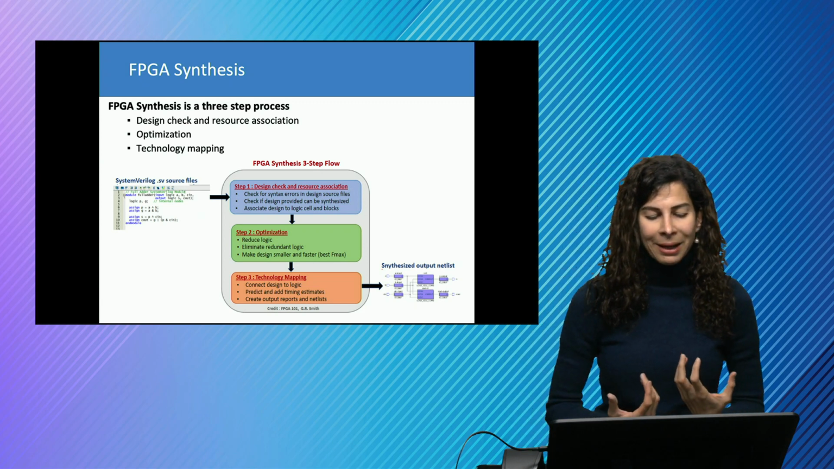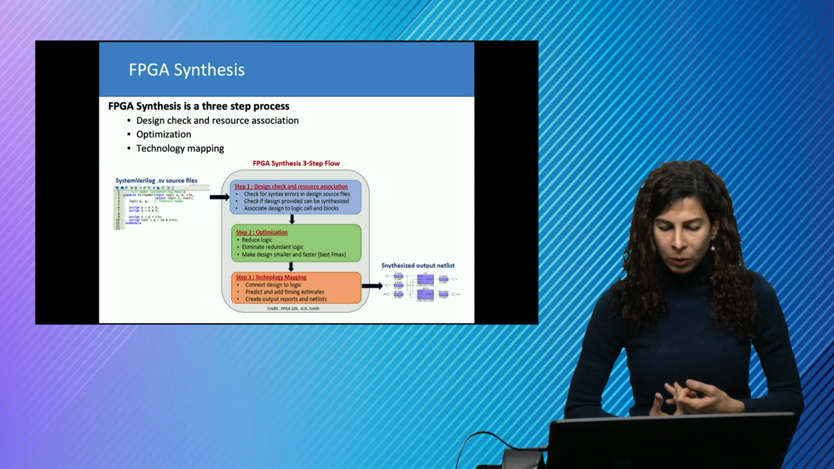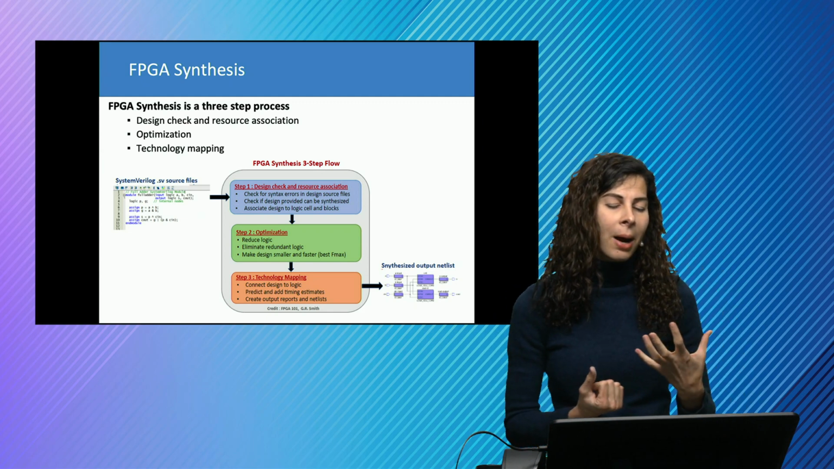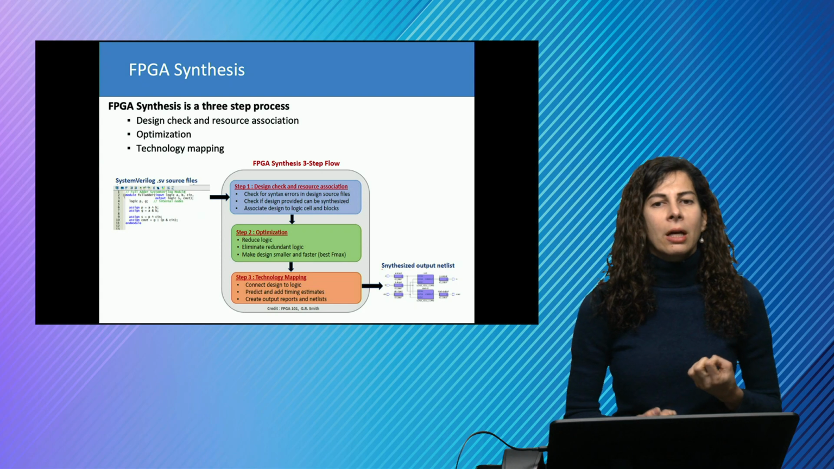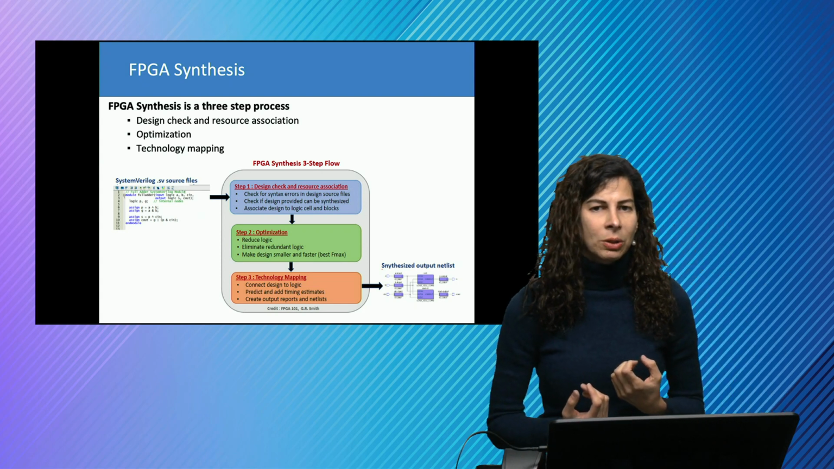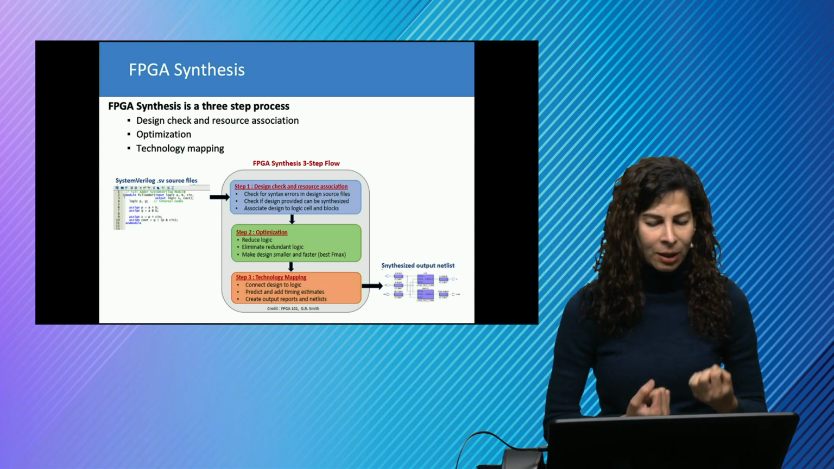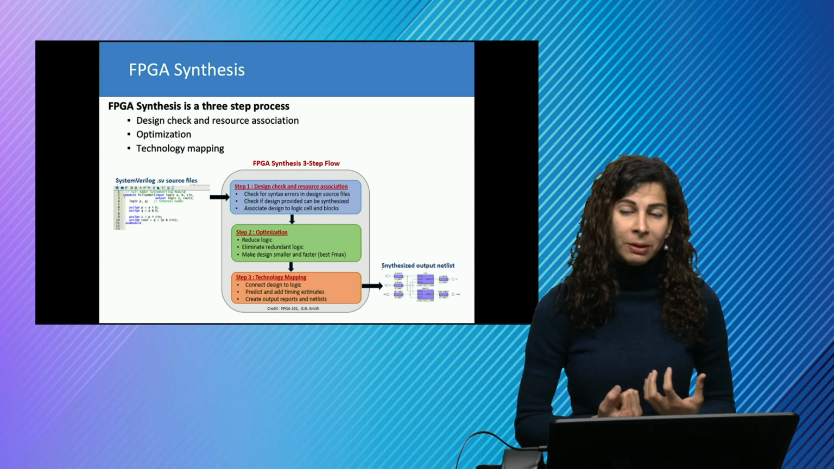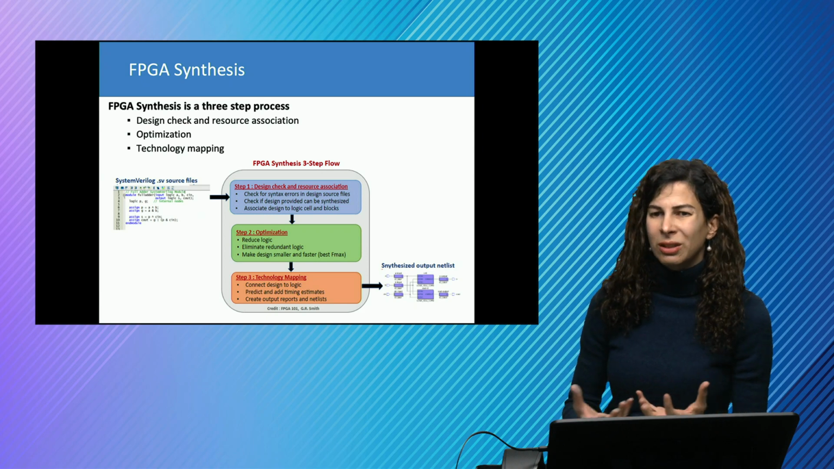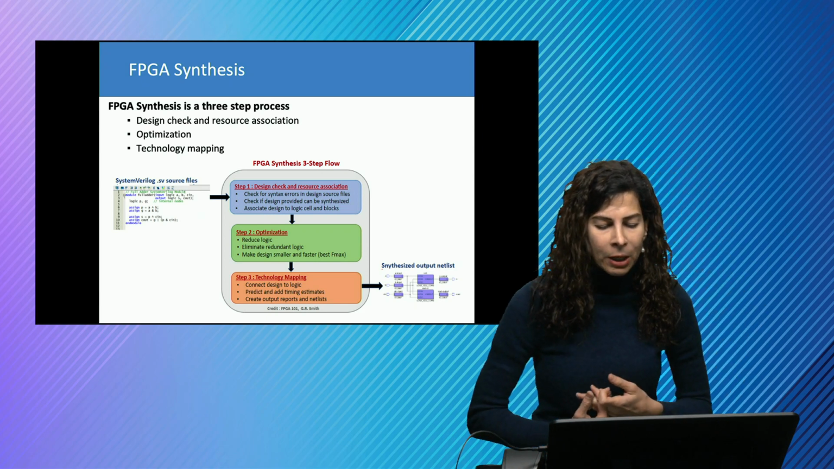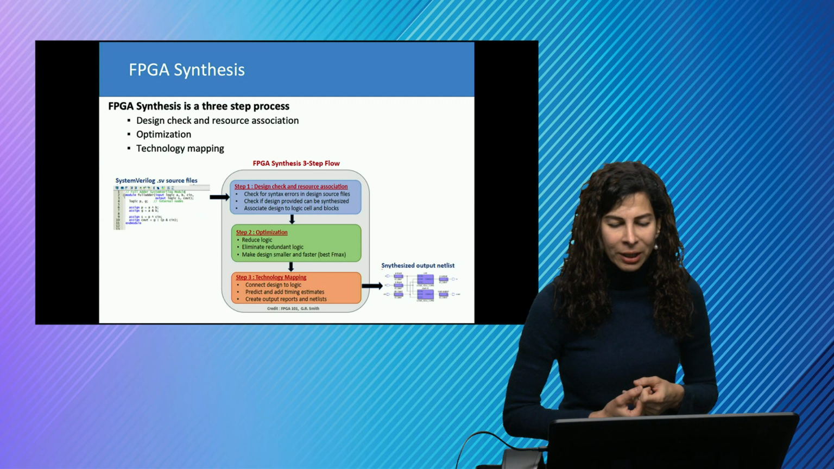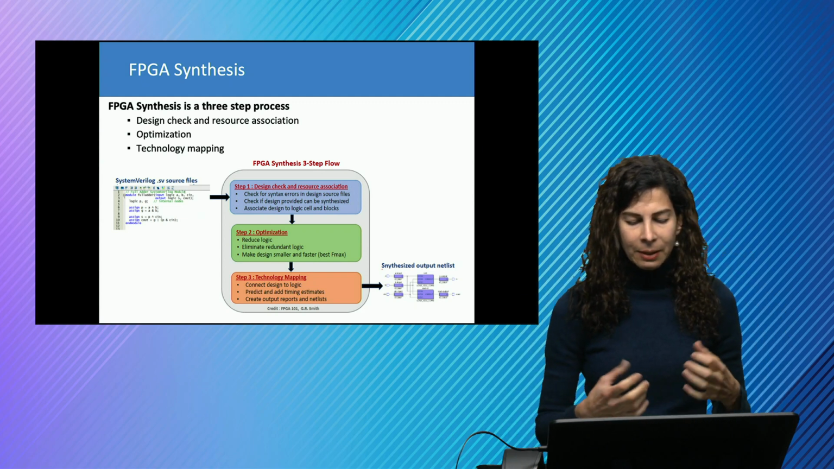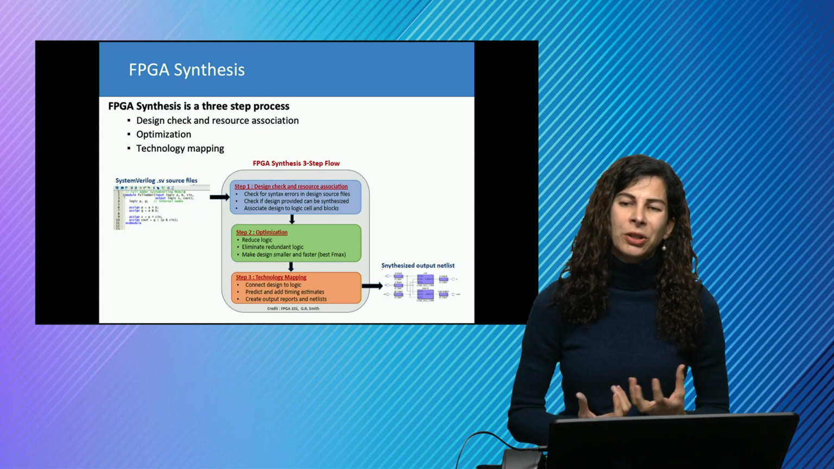The synthesis by itself, where we synthesize or compile a piece of HDL code, is a multi-step process. We first check the design and the resources associated with it, then we optimize it, and last but not least, we map it to the technology, which is really the fabric of the FPGA. The design check is typically the association of the design to logic cells and blocks.